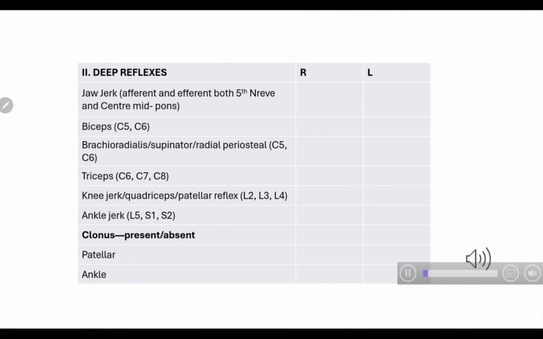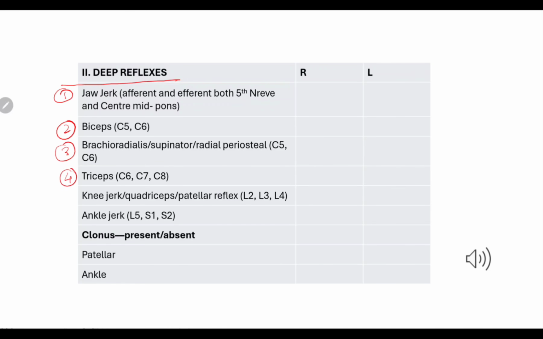Next are the deep tendon reflexes. Your checklist outlines the precise spinal cord segments for each jerk: the jaw jerk in the mid-pons, the biceps and brachioradialis at C5, C6, the triceps at C6 to C8, the knee jerk at L2, L4, and the ankle jerk at L5, S2. This is a beautifully localized map. A missing reflex tells you exactly which segment of the spinal cord is under threat.